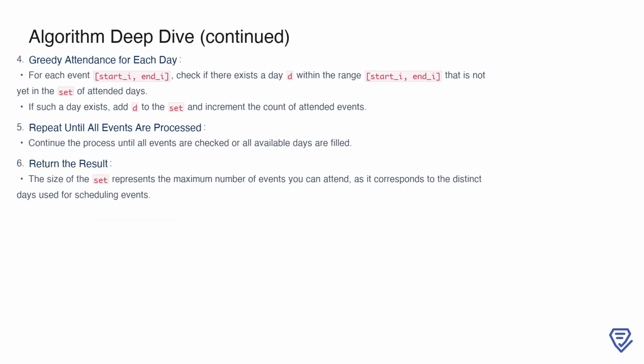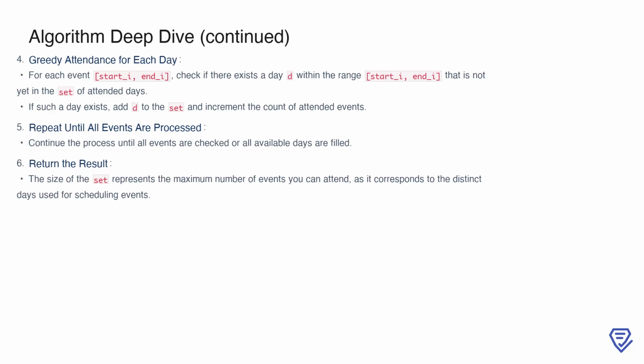Once the events are sorted, the algorithm focuses on attending as many as possible. For each event [start_i, end_i], we check if there is any day d within the range [start_i, end_i] that has not already been attended. If such a day is found, it is added to the set of attended days, and a counter for attended events is incremented. This ensures that each event is considered in order of its earliest possible attendance. The process continues until all events have been checked or there are no more available days left in the range.